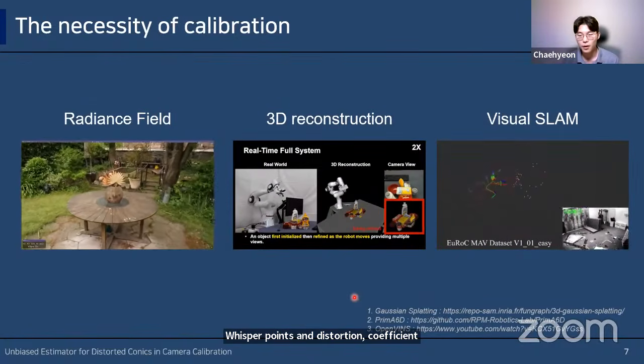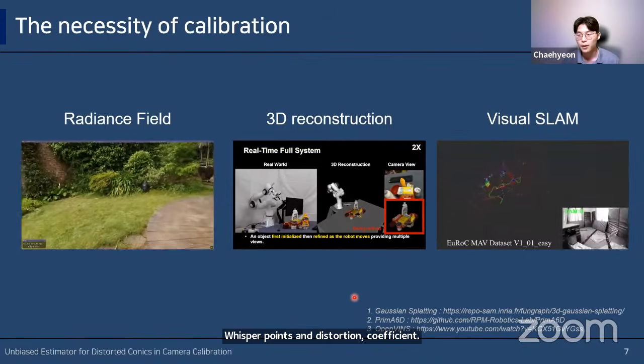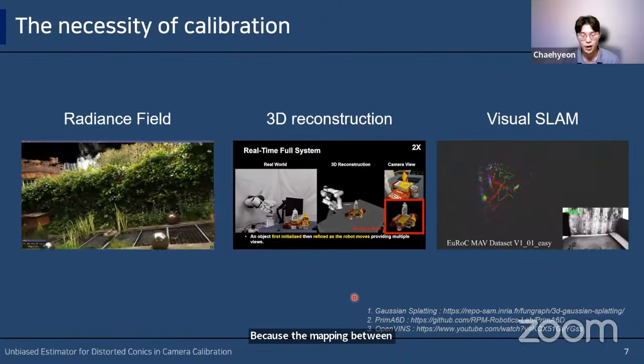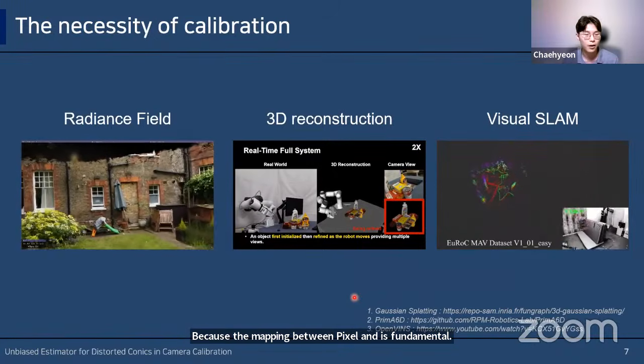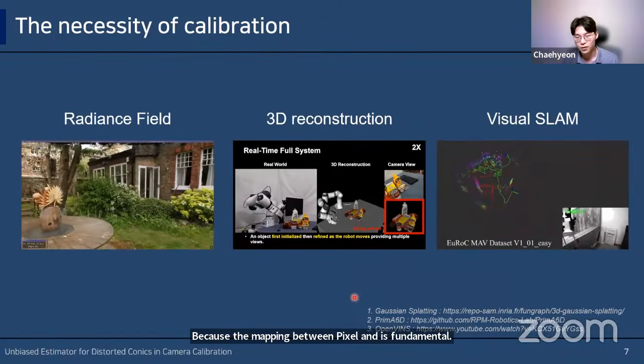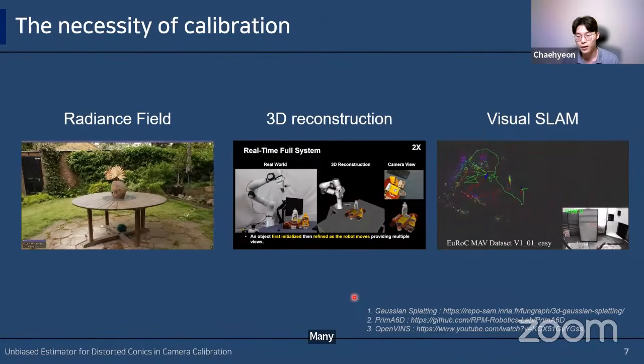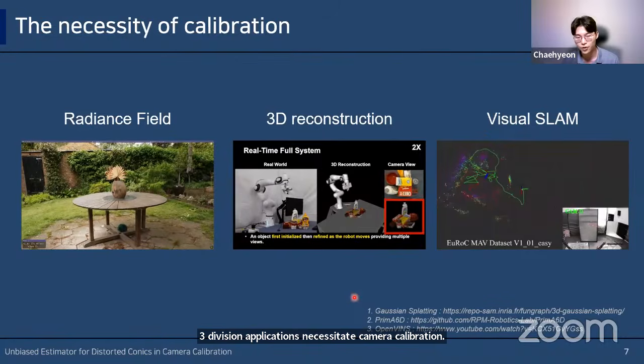Then why is camera calibration so important? Because the mapping between pixel and ray is fundamental in camera computer vision. Many 3D vision applications necessitate camera calibration, and their performance relies on the camera calibration accuracy.